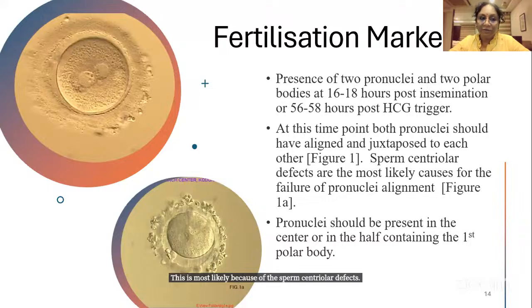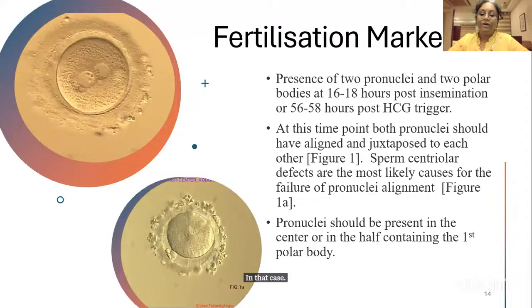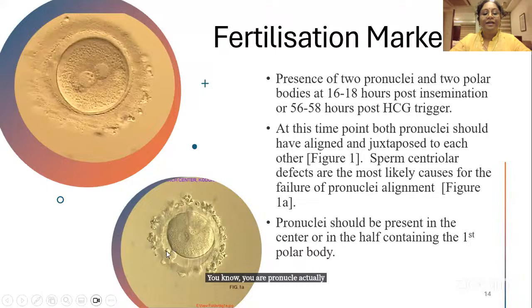Another thing we have to see is that pronuclei should generally be present in the center of the oocyte. But if it is not in the center, because sometimes the oocyte shape varies, it may not be a perfect circle. You can have an elongated oocyte, or different shapes. In that case, just see if the pronuclei is present in the half which contains the polar body. If you divide this oocyte into 2 halves, your pronuclei should be lying in the half which is closer to the first polar body.